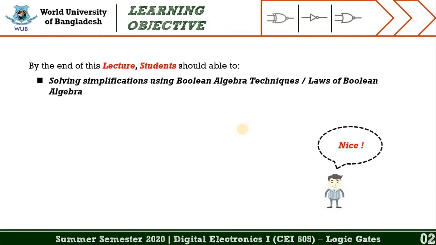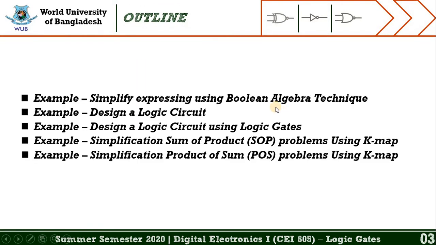By the end of this lecture, you will be able to simplify a Boolean expression using Boolean algebra techniques or laws of Boolean algebra. So let's start with the outline. From this lecture, you will know various types of simplification.